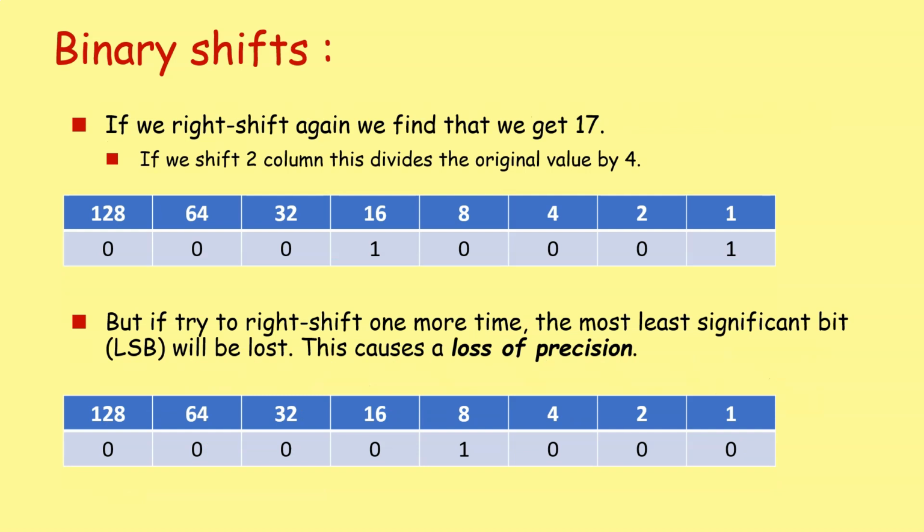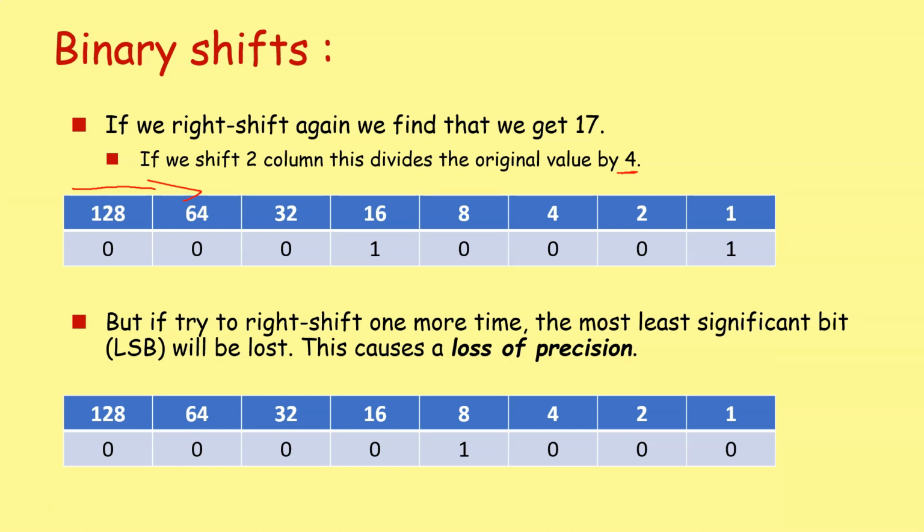So if we right shift again, we find that we get the value 17. So again, we're right shifting twice now. Everything's moved 2 columns down, and now we have the value 17. So we've actually divided that original value by 4. So right shifting once divided by 2, right shifting twice divides by 4. Right shifting 3 times would, of course, then divide it by 8.